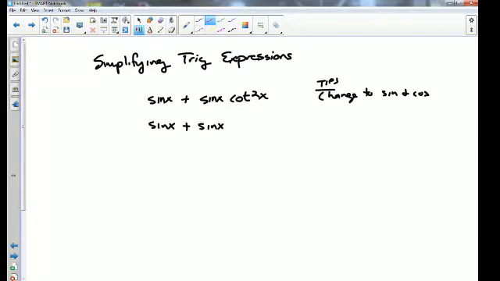What is cotangent in terms of? It is cosine over sine. In terms of sine and cosine, we had an identity a couple days ago. It is cosine squared over sine squared, because it's a squared cotangent, right? Is that sine x plus sine x times? Yeah. I put this in red because I changed it.